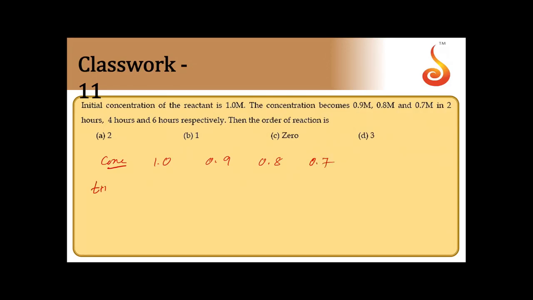If you take time, initially it is 0 hours. To become 1 to 0.9, it has taken 2 hours. Again here it is 4 hours, and now we have 6 hours. Between each of these consecutive points, the time is 2 hours. Now the change in concentration: the change here is 0.1, here also a 0.1 change, and here also a 0.1 change.